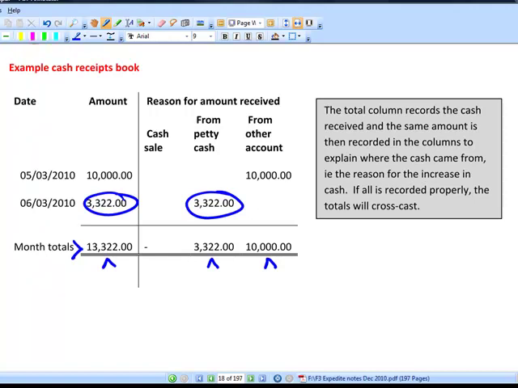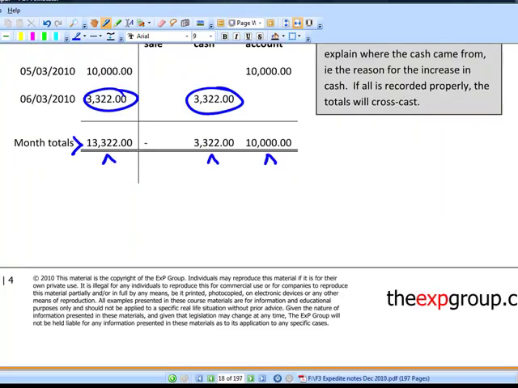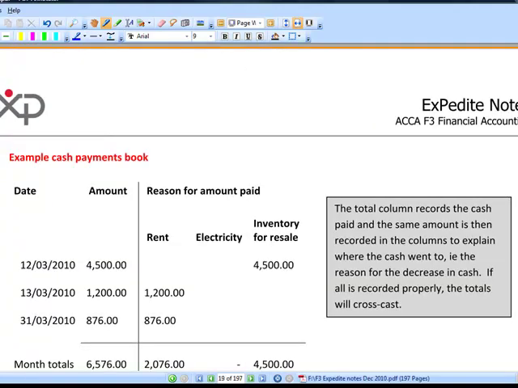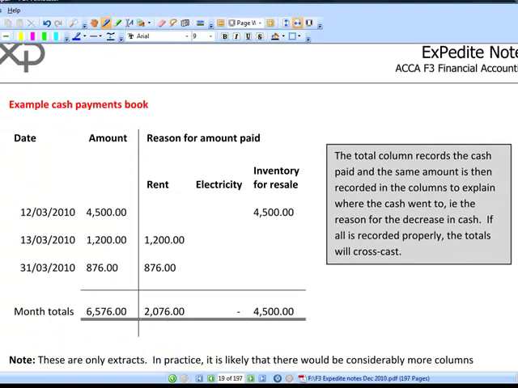We're now in a position to keep this book of original entry and hand it over to the bookkeeper, the accountant, in our core accounting system, a thing called the double entry system. Let's take a quick look at one more, a cash payments book. You tend to find there are far more columns in a cash payments book because there are lots more ways in which it is possible to spend money than have money come in. But it's following exactly the same principle.